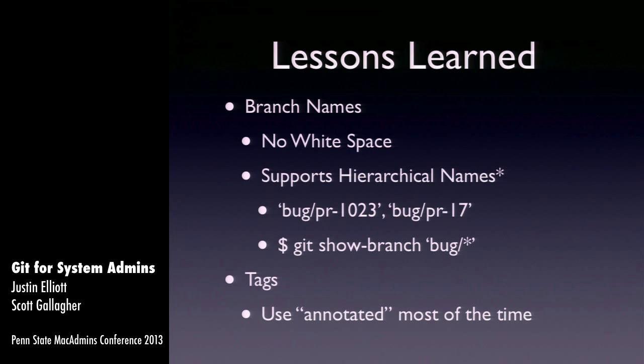Tags are useful also for major release versions of something. So if you have your fall 2013 script you're going to put out, you could say tag fall 2013 script 1.0 or something like that. So it's a nice way to tag a point in time of a commit. You don't have to use tags, but they are handy.